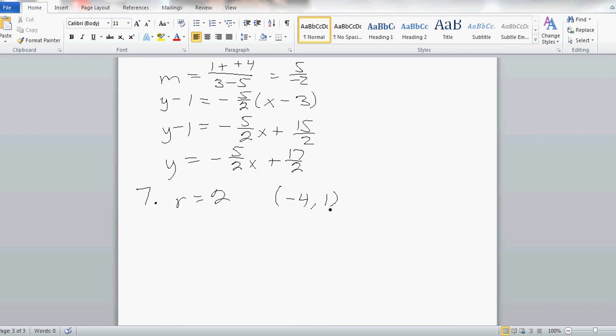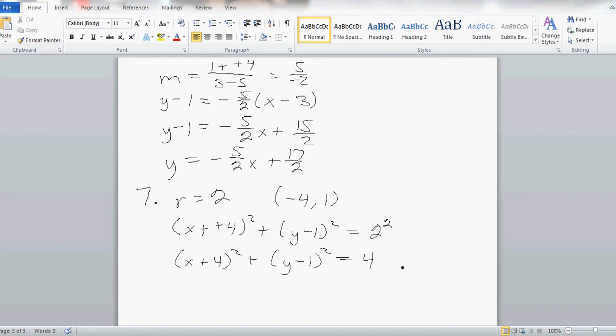So we've got our center, we've got our radius, so it's just a matter of plugging it in. So it's going to be x minus the negative 4, quantity squared, plus y minus 1, quantity squared, equals 2 squared. This becomes x plus 4, quantity squared. This remains y minus 1, the quantity squared, and 2 squared is 4, and that is the final answer.